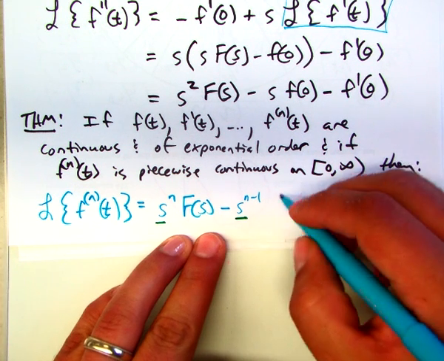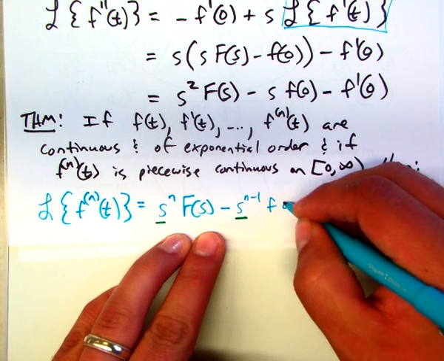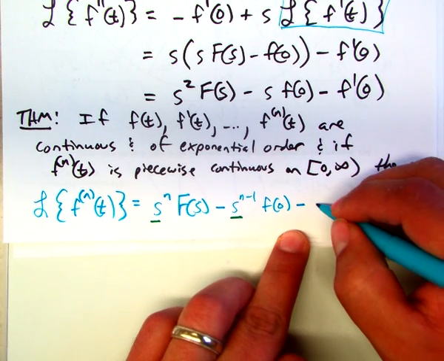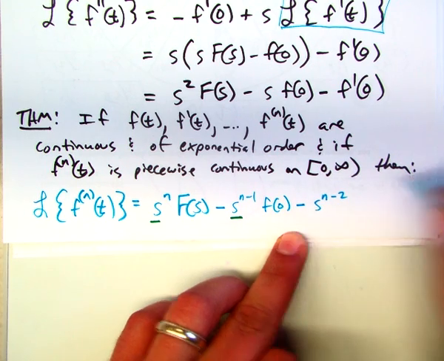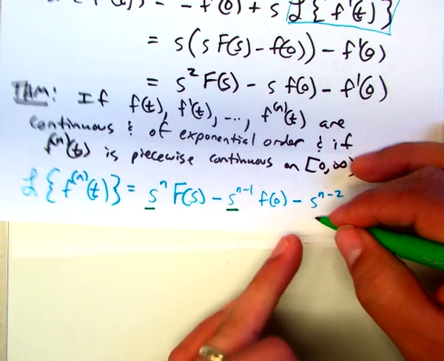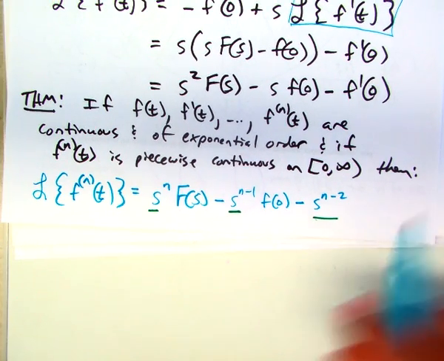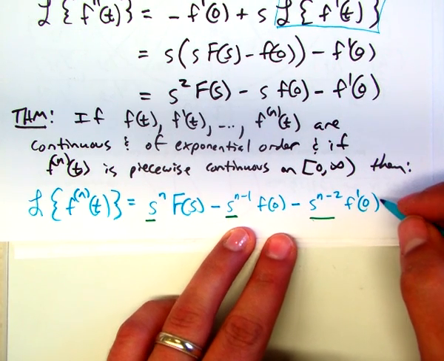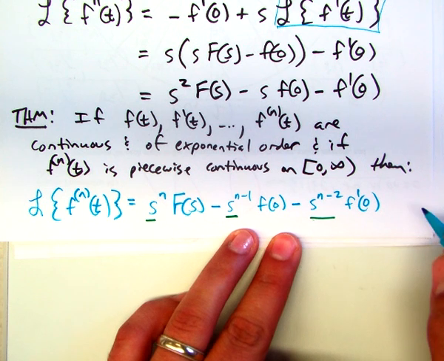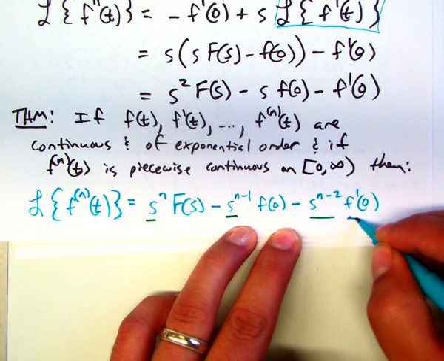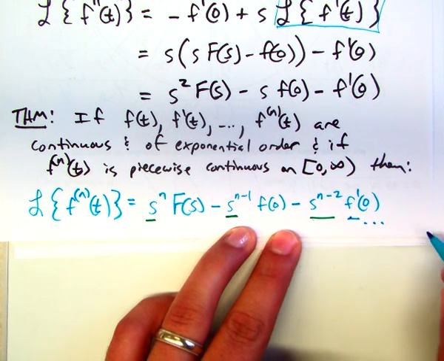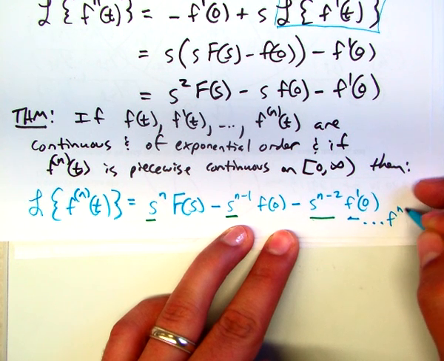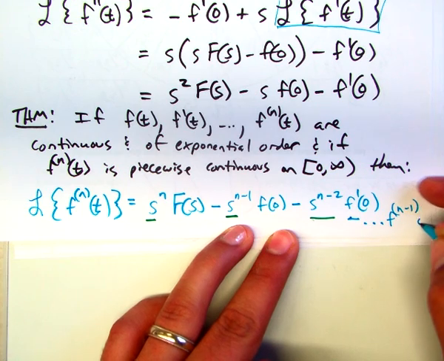And now here you start with f of 0 and you work your way up. So the next term would be s to the n minus 2. Again, these just keep decreasing. And now this becomes f prime of 0. And we keep working our way up until we get to the term without any s, and that would be the n minus first derivative evaluated at 0.